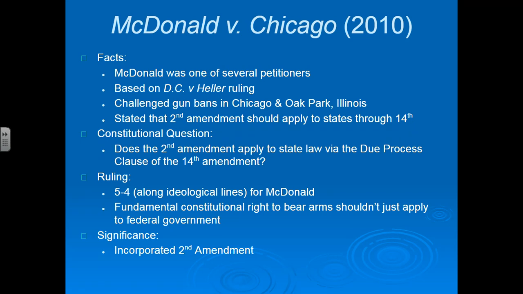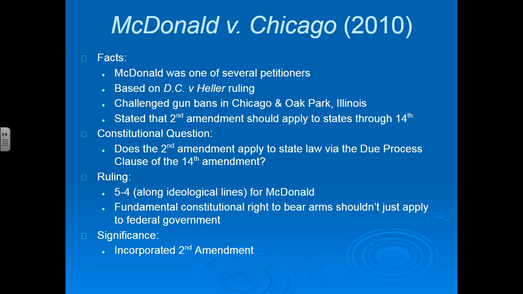So anyway, the McDonald case worked off of this DC versus Heller case. There were gun bans in Chicago and in Oak Park, which are both cities in Illinois, and it stated that the Second Amendment should apply to the states through the 14th Amendment, because again, you're depriving somebody of their liberty, liberty meaning freedom to carry a gun, right? So the constitutional question is, does the Second Amendment apply to state law via the Due Process Clause of the 14th Amendment? The ruling is yes, 5-4 along ideological lines.